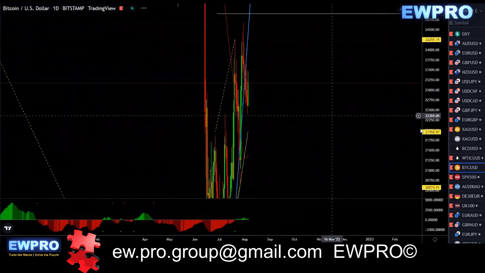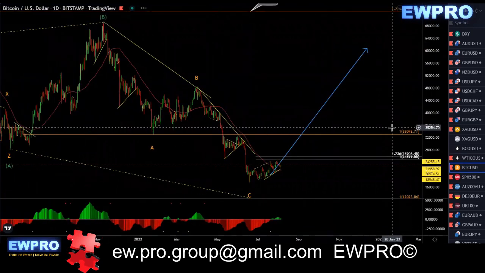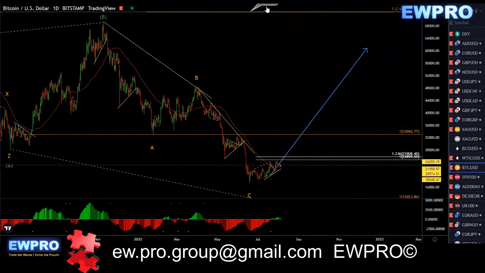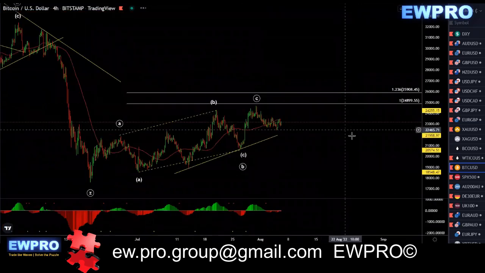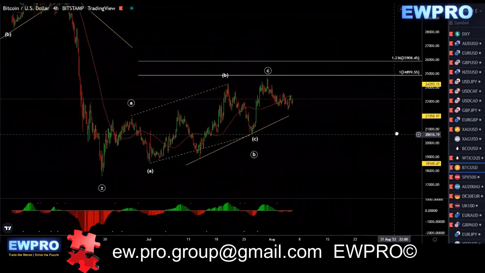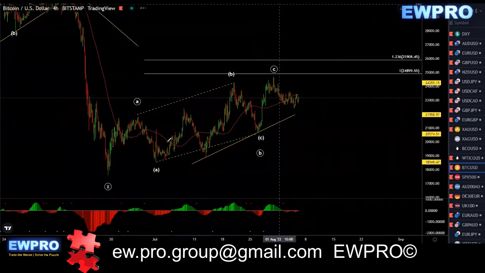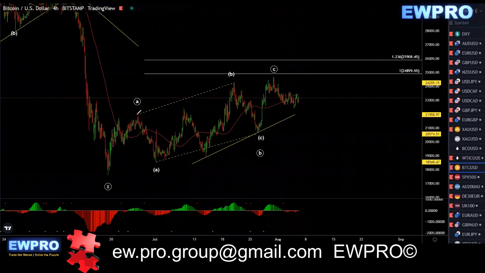Bitcoin on the daily. So we're looking at that A, B, C. Didn't quite get down to the 100 fib, but we got the bullish divergence. The problem is this here looks very corrective for more downside. It may have completed the structure like we were showing last week, looking at that like an A, B, C. Then you get that A, B, C.